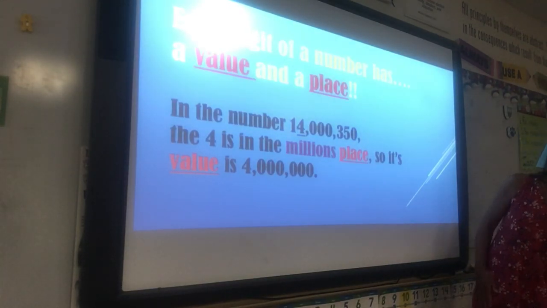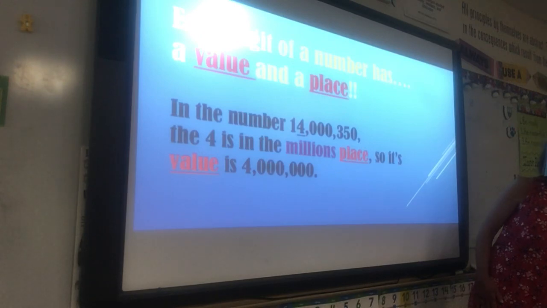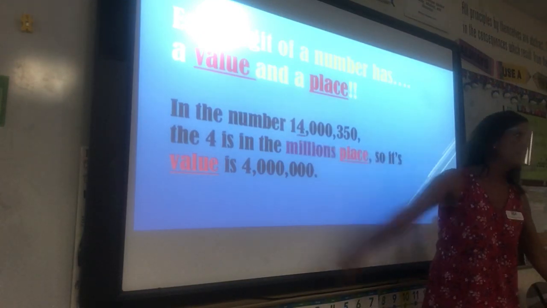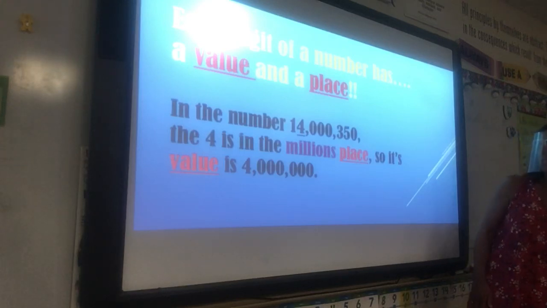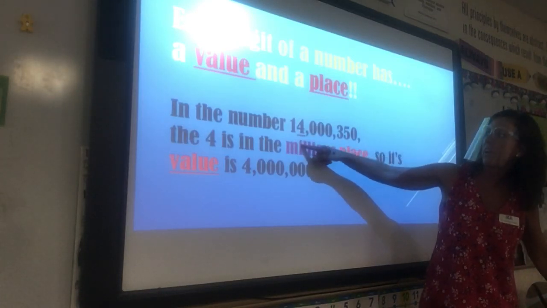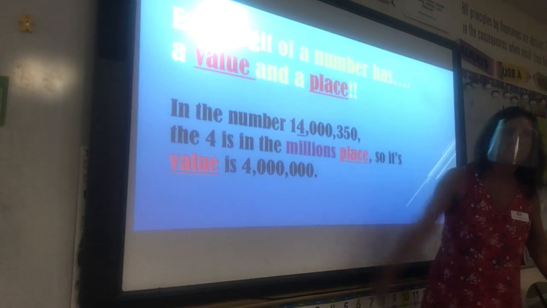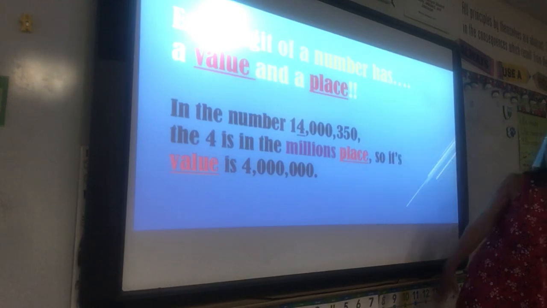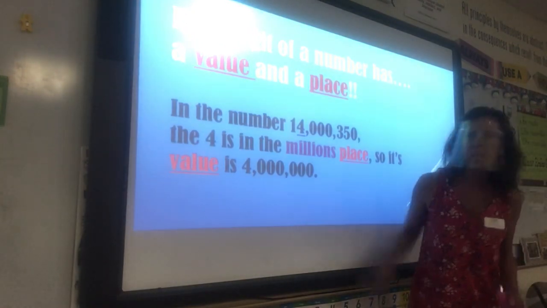Okay, so it says each digit of a number has a value and a place. In the number 14,350,000, the 4 is in the millions place. Okay, so that's what place it's in. It's in the millions place. So you want to write this number and then you can just put an arrow to that or whatever you want to. And that's the millions place. But because it's a 4 there, its value is 4 million.